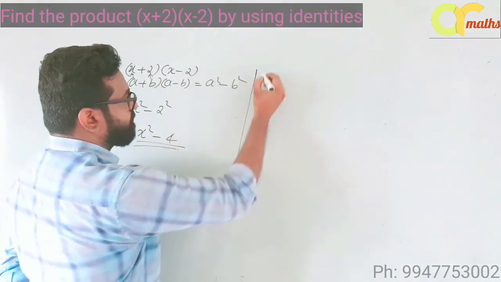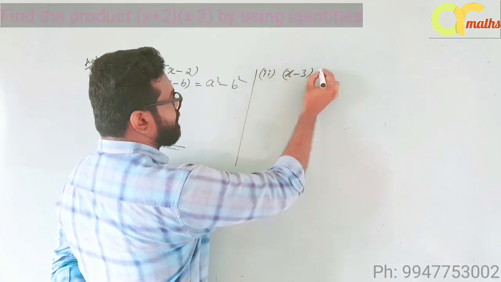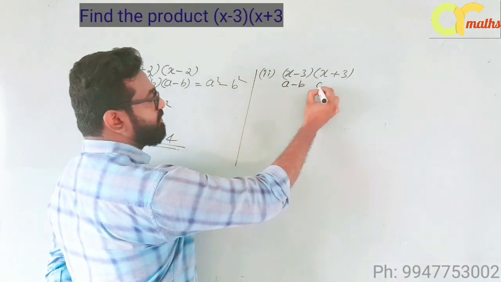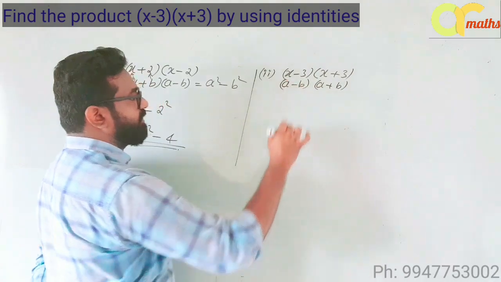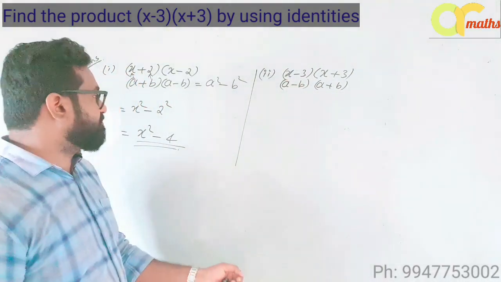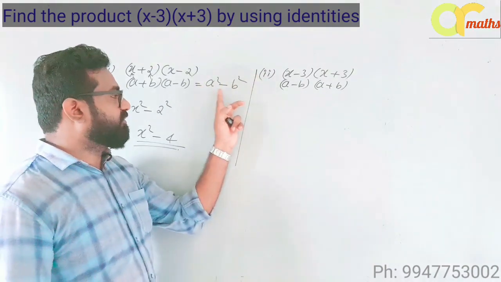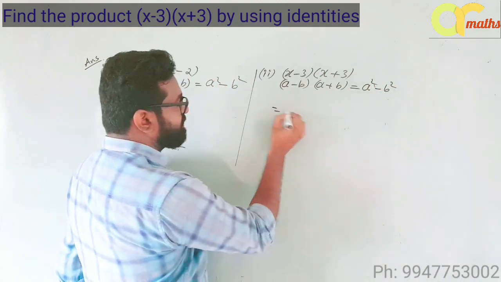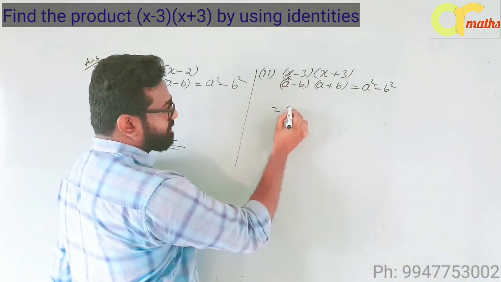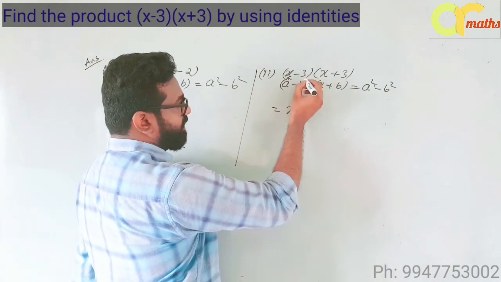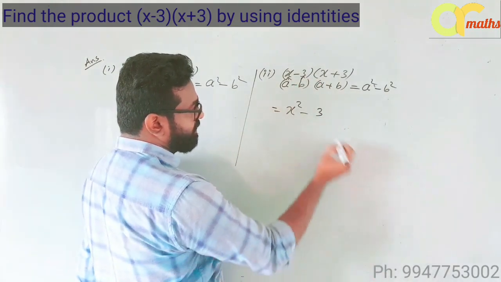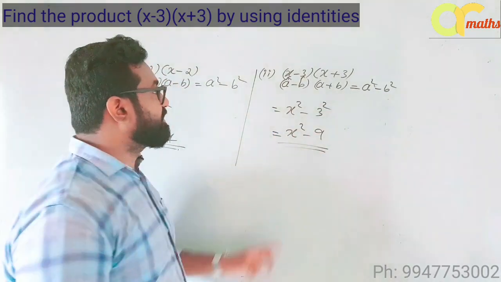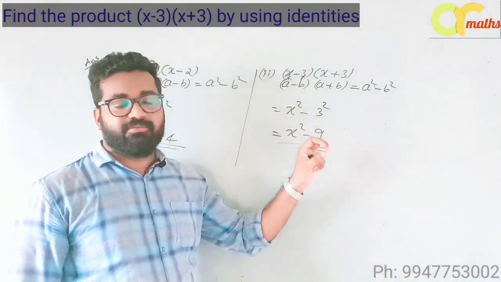What is the second question? x minus 3 into x plus 3. This is also in the form of a minus b into a plus b. You know, a plus b into a minus b and a minus b into a plus b, both are the same. What is the answer? a square minus b square. So here in the place of a is x, x square minus b square. What is b? b is 3, not negative 3, square. So here x square minus 9. The product of x minus 3 into x plus 3 is x square minus 9.